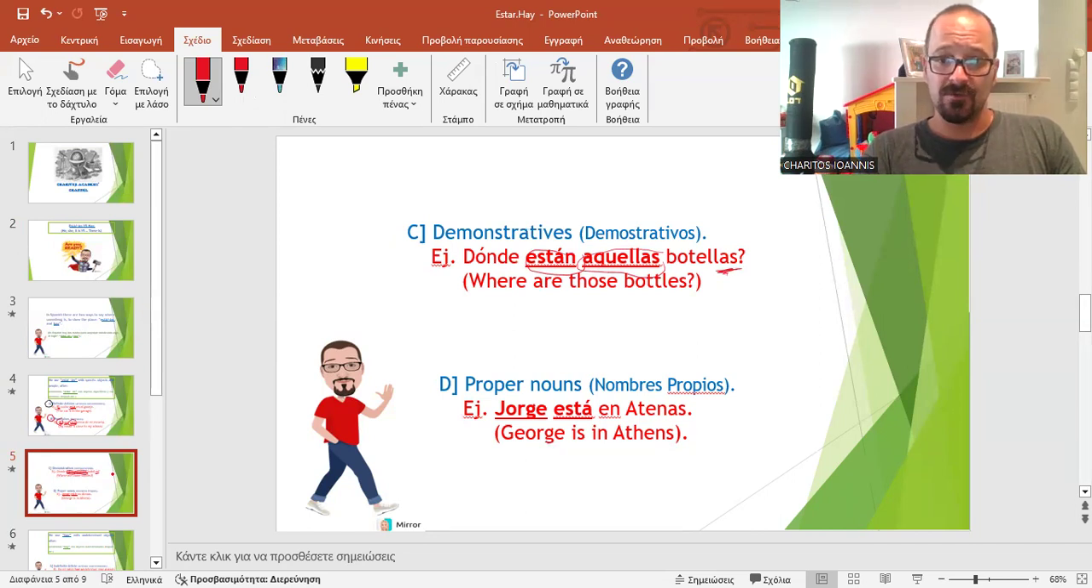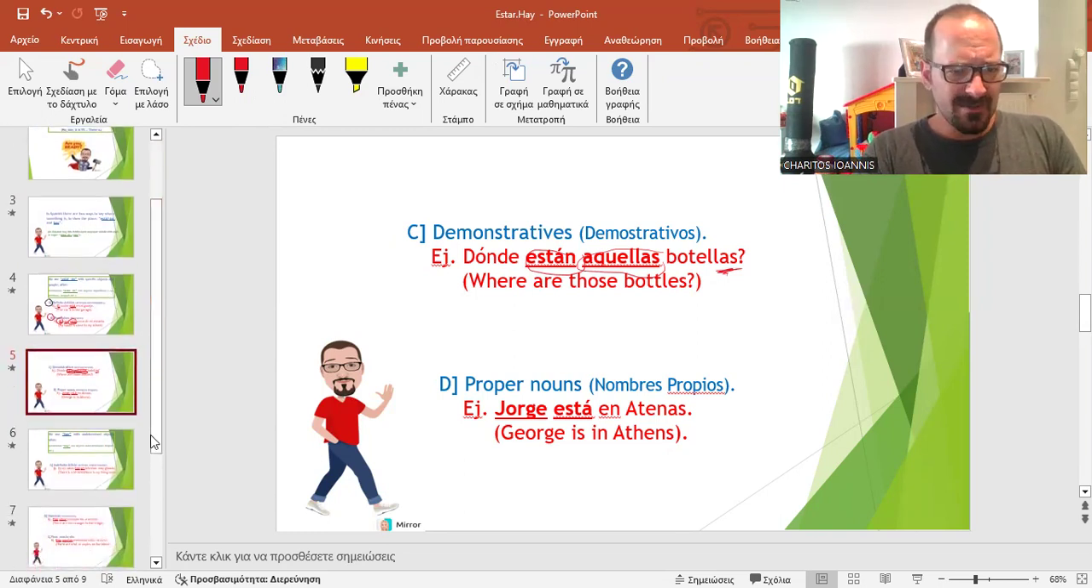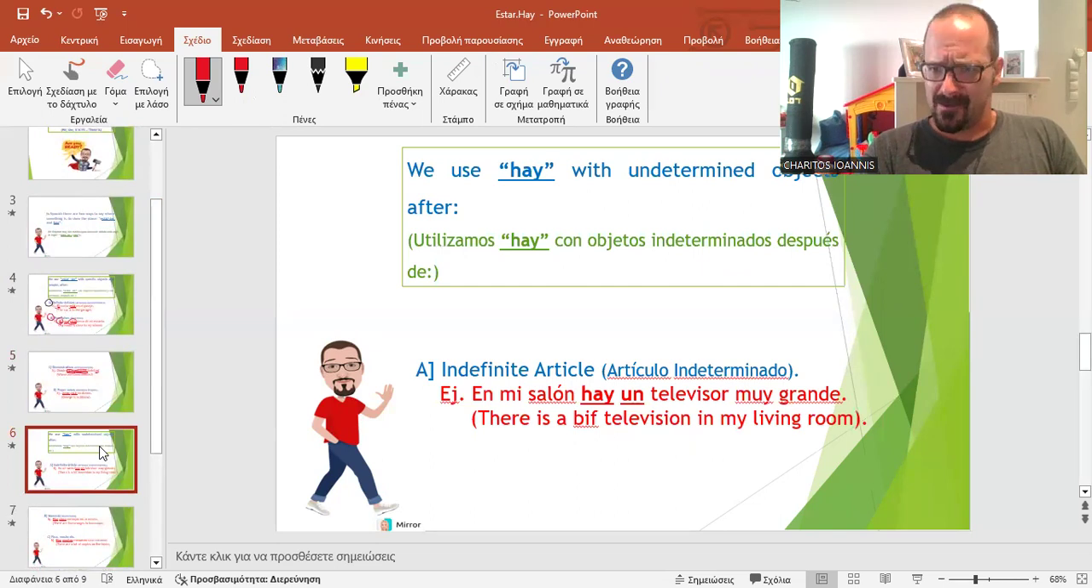Proper nouns, nombres propios. Proper nouns it means words that describe a thing, an object, or even a person. Like in this example, Jorge está en Atenas. Jorge es el nombre propio, is the proper noun. So a very specific person, I know his name, right? Together with está.